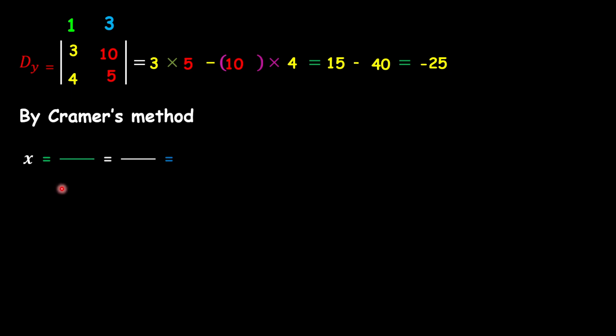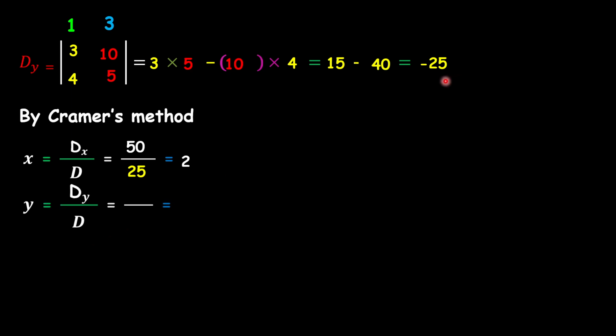X is equal to dx upon d. Value of dx is nothing but how much? 50 upon d is 25. Dividing by 25 we will get 25 ones are 25, 25 twos are 50. Therefore x is equal to how much? 2. Now y means dy upon d.